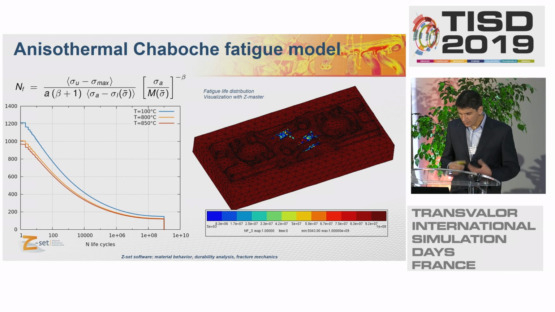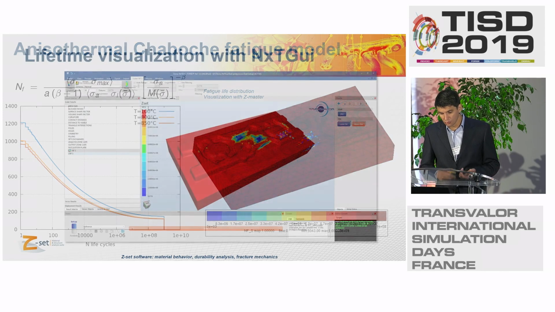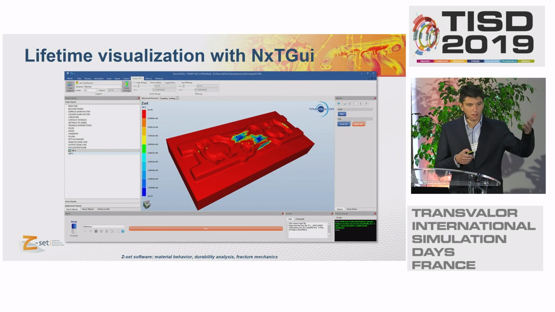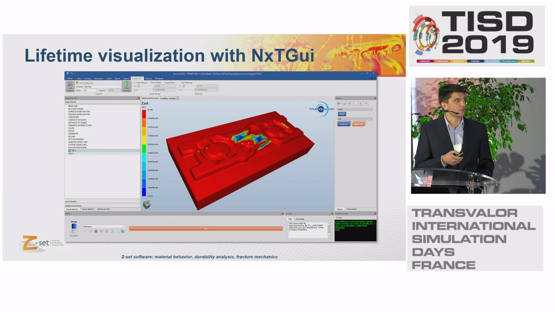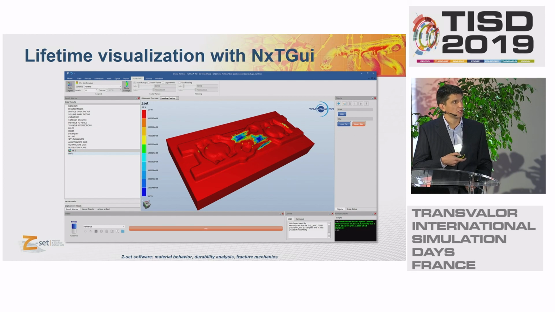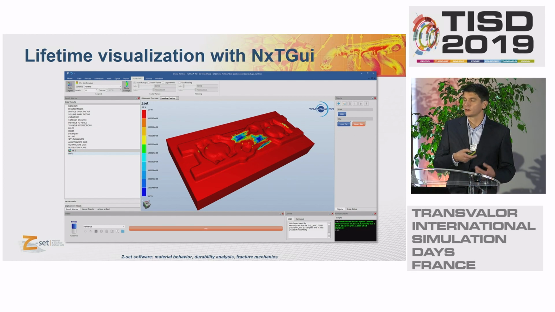Okay, and what is new right now is that exactly the same model can be exported to FG3 format and be visualized with the viewer, NXT GUI viewer. And so here you have access to all tools available in the viewer. So you can of course see these views, but also perform cuttings, look inside.